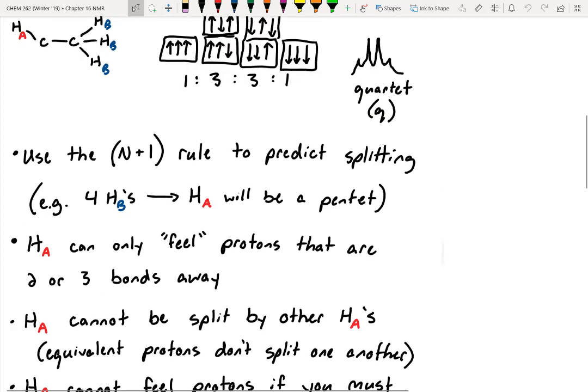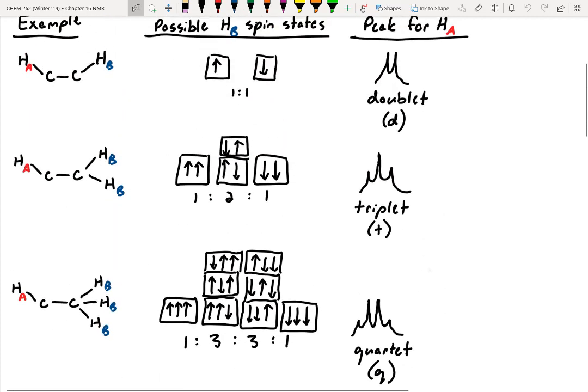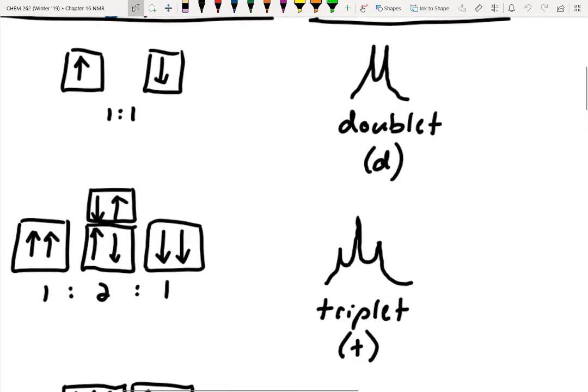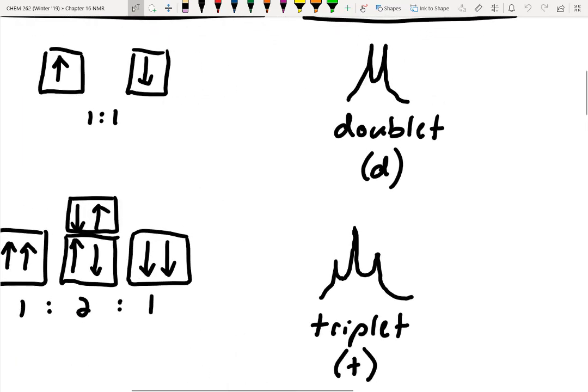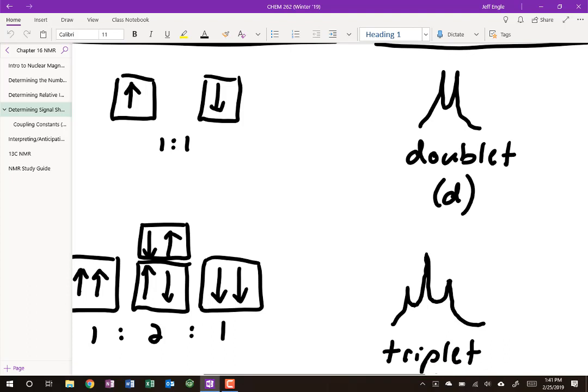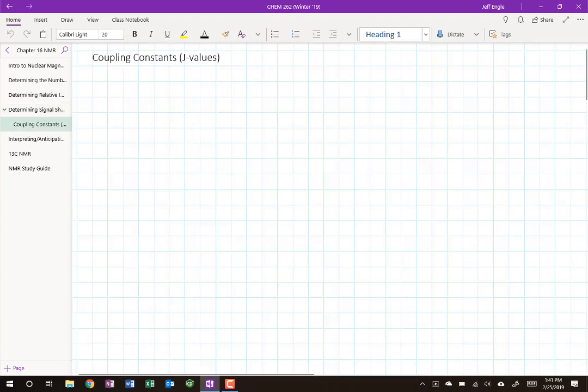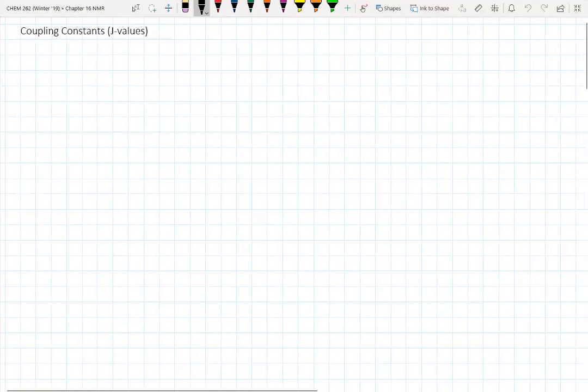All right, what we're going to talk about today is getting into some fine detail. If you notice, in this doublet here, we've got two peaks that are spaced apart. That's called a coupling constant, and there's actually a lot of fancy physics that's going into that, but we're going to boil it down to the most essential part. So let's talk about how far apart those peaks get spread. Like I said, a coupling constant is the distance between peaks.